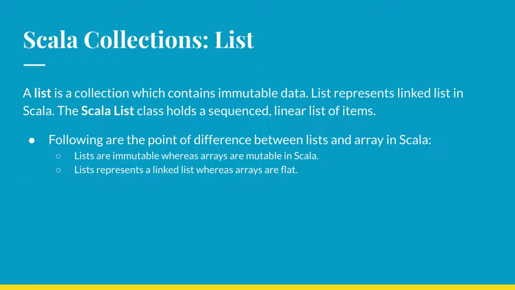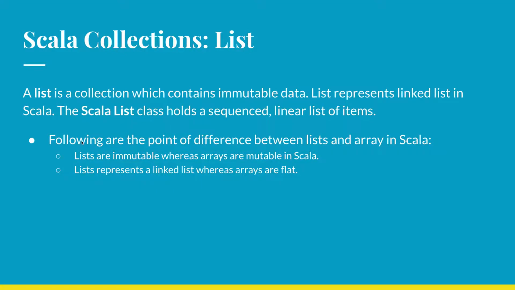Now let's start out with lists. A list is a collection which contains an immutable data set. A list represents a linked list in Scala, and a Scala list class holds a sequenced, linear list of items. Following are the differences. Here we have a couple of differences between lists and arrays in Scala. Lists are immutable, whereas arrays are mutable in Scala. A list represents a linked list, whereas arrays are flat.